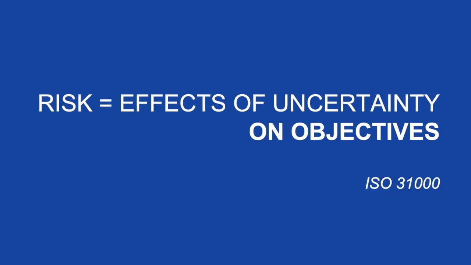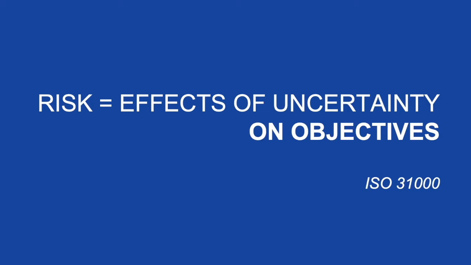We always like to have definitions, so we're going to go with this one. The ISO standard guideline 31000, it's on risk management. This is how they define risk. It's the effects of uncertainty on objectives. This has become pretty much the de facto standard for risk.